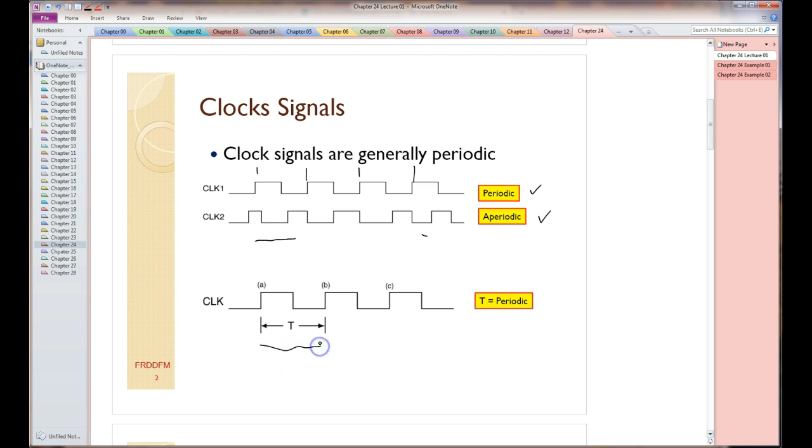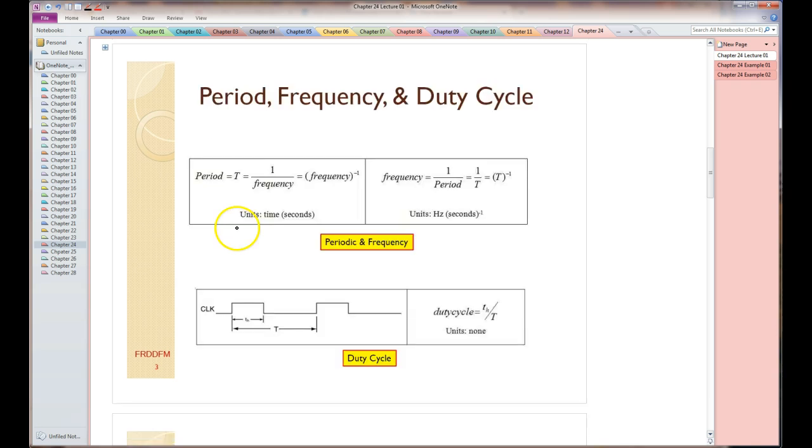So period is defined as the amount of time the signal requires to repeat itself, and here's an example of the period right here. We're looking at the two rising edges and the time it takes for one rising edge to appear and the next rising edge to appear. The period of the clock has a reciprocal relationship to the frequency. Essentially 1 over the period is the frequency.